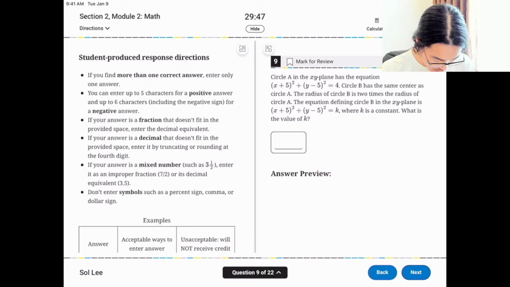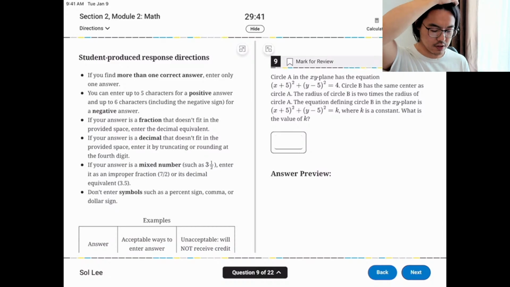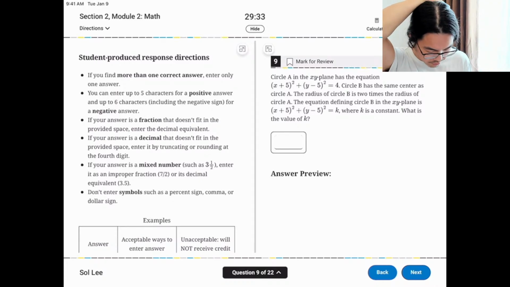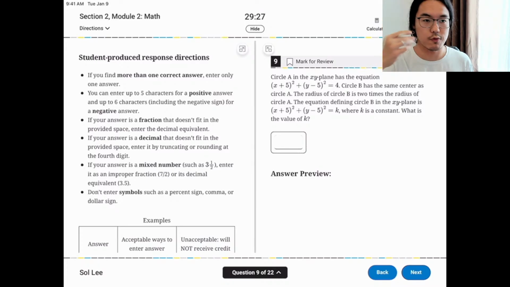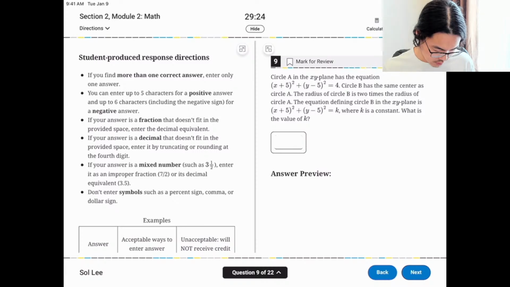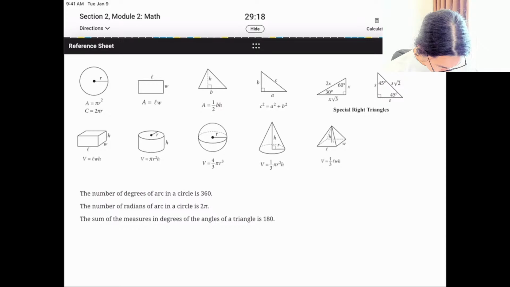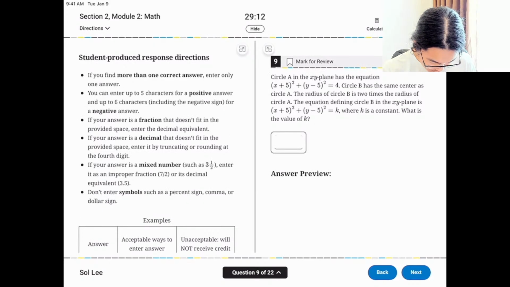Circle A in the xy-plane has an equation. Okay, sure. So the center, or the origin, I think it's called, is actually at minus 5 and 5, so it's in the second quadrant, top left. And I think 4 means that the radius is 2, because the root of 4 is the radius, right? Yes, I think it is. That's correct. The radius of circle B is twice the radius of circle A, so that's 16.